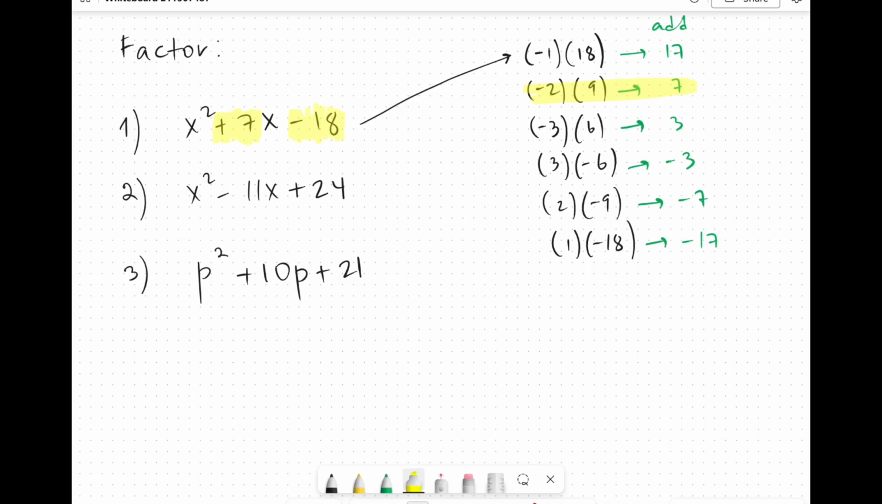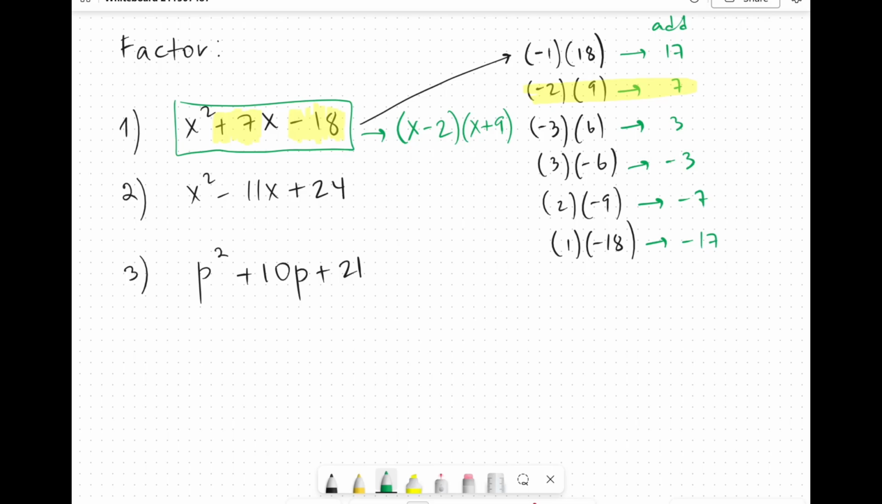And that means that we are ready to write the factored form of this trinomial here. And the factored form is going to look like this: x minus 2, x plus 9. The order of these doesn't matter. You can write plus 9 first and then minus 2 second. It doesn't matter as long as the signs are correct. And that's it. That's how you factor it.